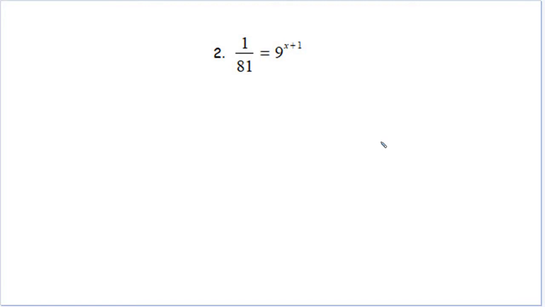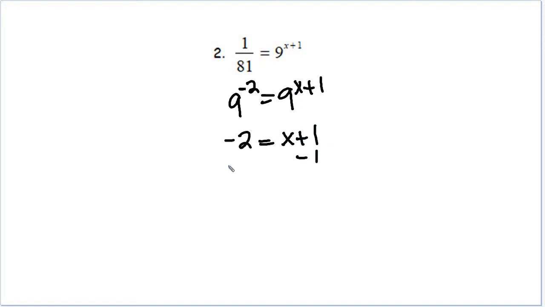Number 2, again, I want to write this as one base to one exponent on both sides. So I can see that I have a base of 9, and 81 can be written as a base of 9. But notice this is 1 over 81. So it's not just 9 squared, because that would be 81. It'd be 9 to the negative 2. That negative makes it go down to the bottom, and the squared is what gives me the 81. So I have one base, the same base, set equal to each other with only one exponent. So I can write my exponent equation and solve, and I get that negative 3 is equal to x.